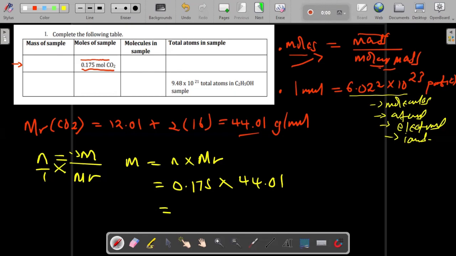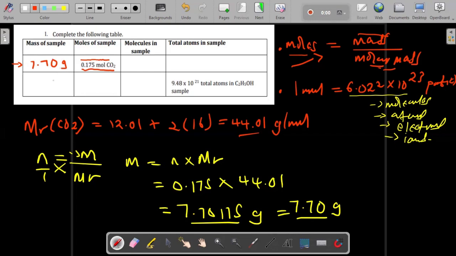So 0.175 multiplied by 44.01. When I do that multiplication, I end up with 7.70175 grams. This here is the mass of carbon dioxide. Make sure that you round this off to three significant figures, so it's going to be 7.70 grams. I'm going to write it here as the mass of the carbon dioxide. All right, so any questions there as to how we have found this mass of carbon dioxide?